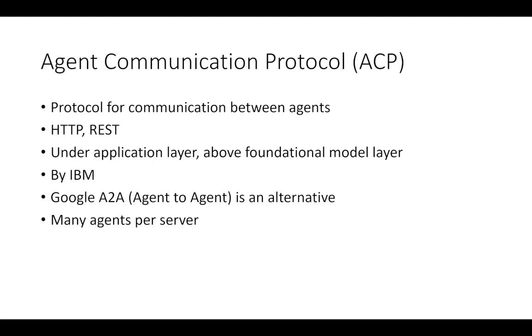After ACP was released, Google also released A2A, which is agent to agent, which is an alternative protocol for communicating between agents. In contrast to A2A, ACP allows multiple agents per server. A2A needs a one-to-one mapping between agent and server.